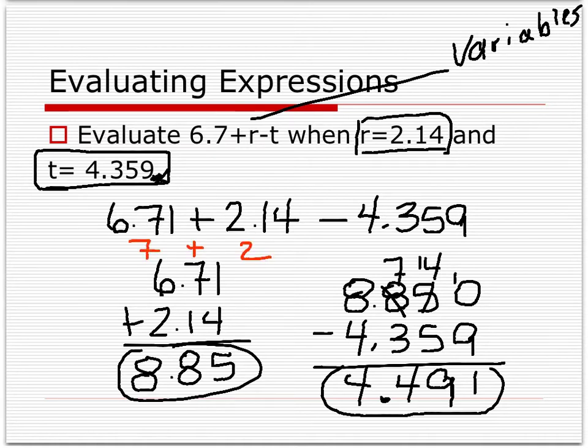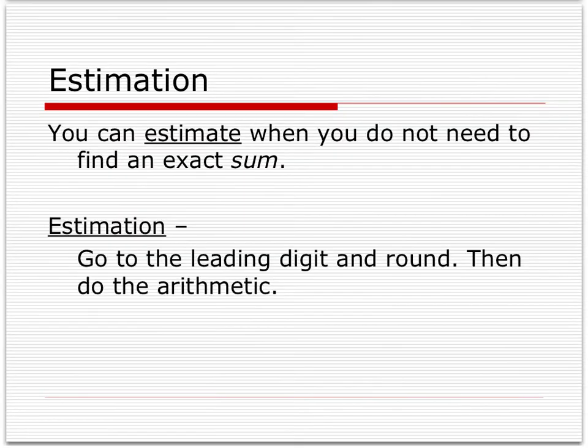7, 2, 4.3 is 4. Okay, so 7 plus 2 is 9. 9 take away 4 is 5. Okay, and 4.4 is very, very close to 5, so I know that I'm doing this problem correctly.